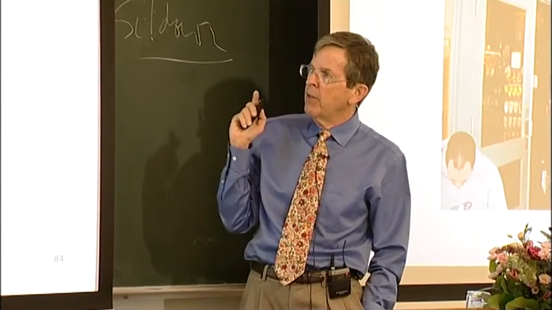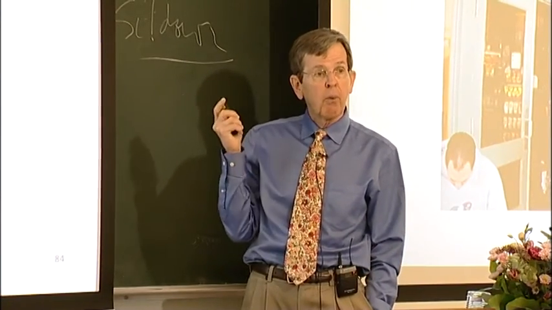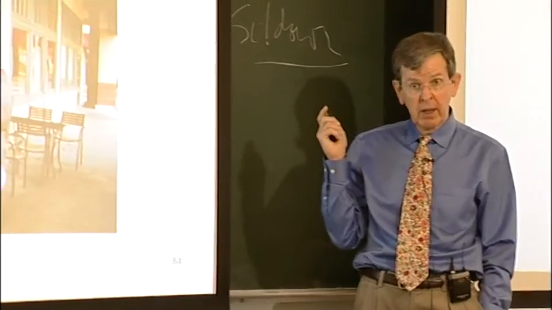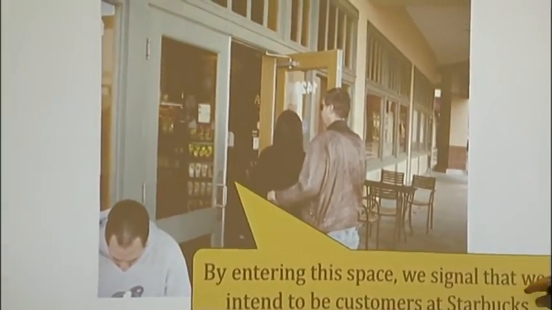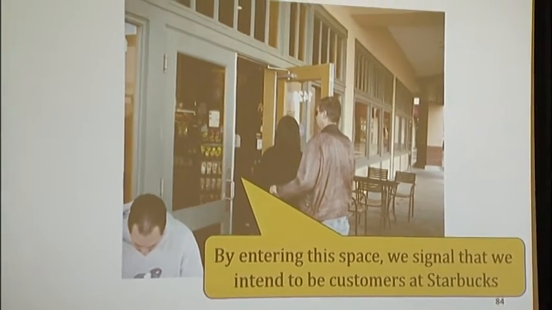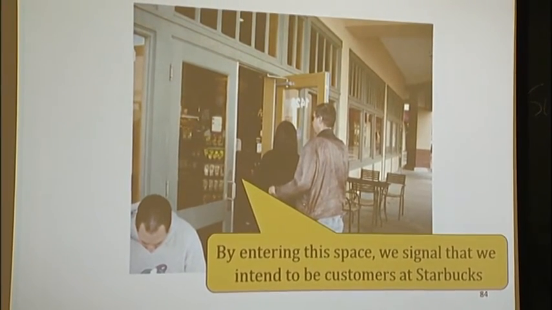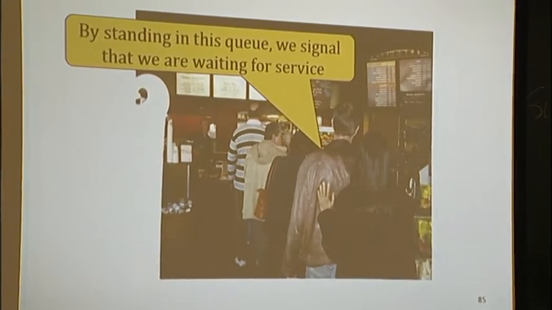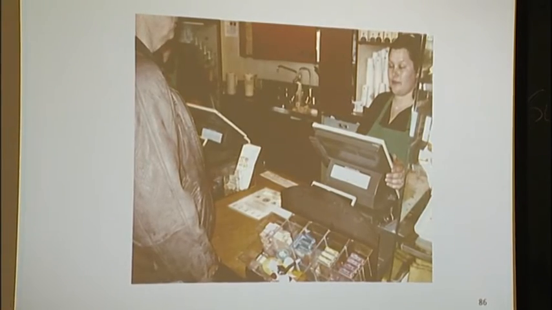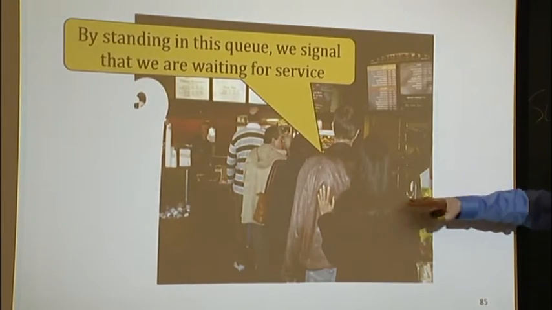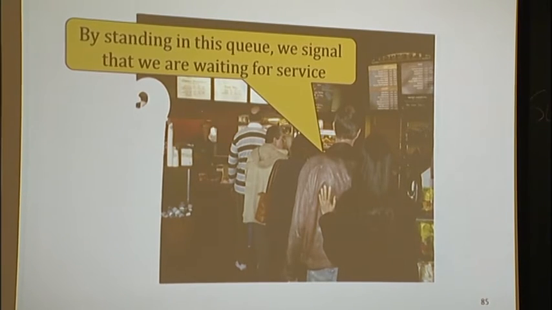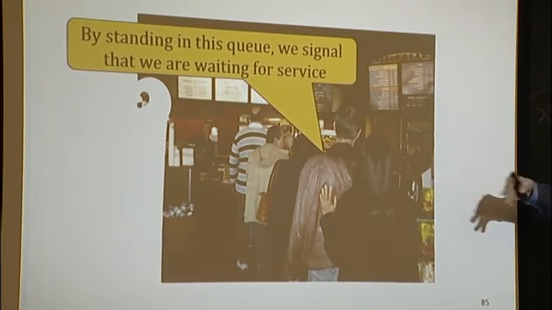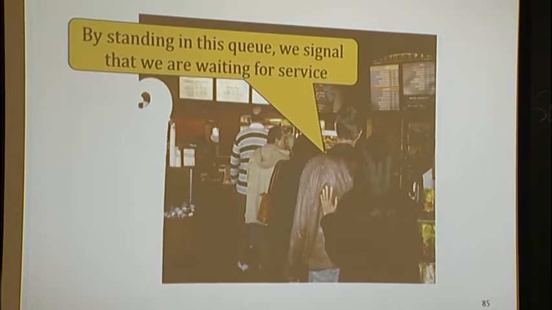So the two of them walk in the door. What happens? They are entering a place. And by entering this space, we signal that we intend to be customers at this Starbucks. They stand in line. I've already shown you this one. And by standing in this queue, we signal that we are waiting for service. By the way, she left this queue very quickly, leaving everything to S to do.